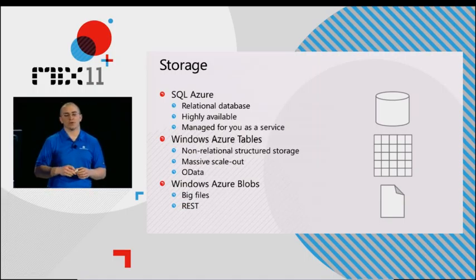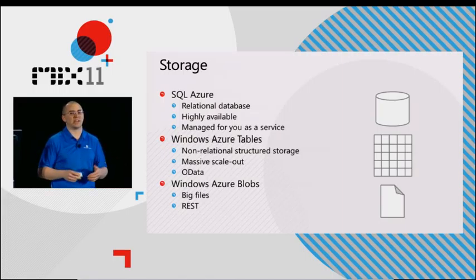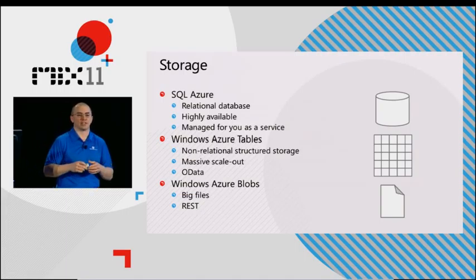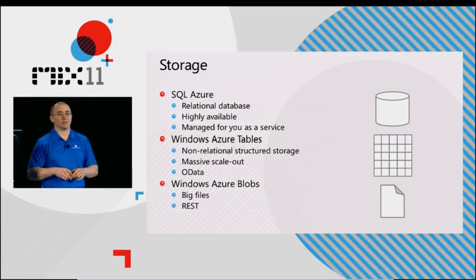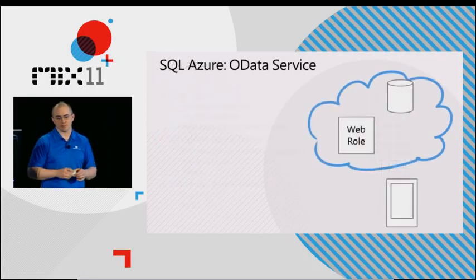And then the last is Windows Azure Blobs. And so this is basically just big files. It can be binary data. It can be really any kind of data that you want to store in there. And the example here would be the images that I take and upload into Windows Azure. I'm storing them within Windows Azure Blobs. And you access Windows Azure Blobs via a REST interface. So it's very easy to interact with from a number of different platforms, technologies, and devices.